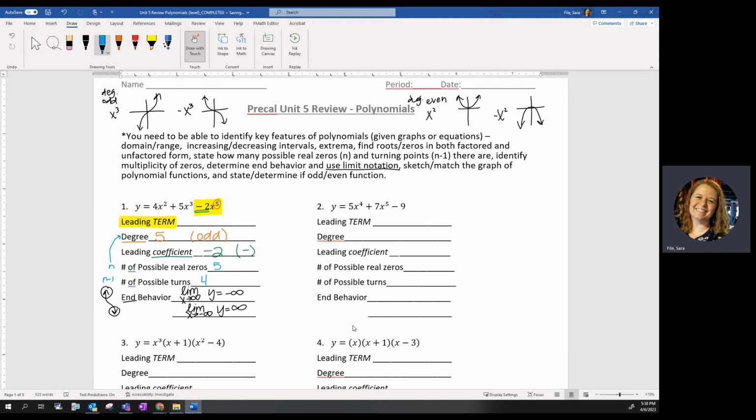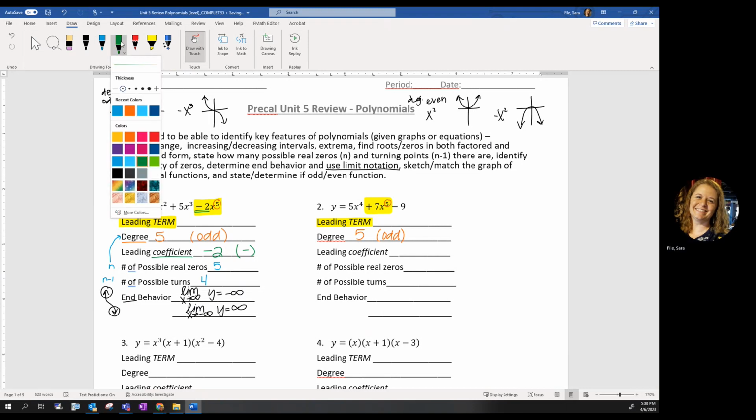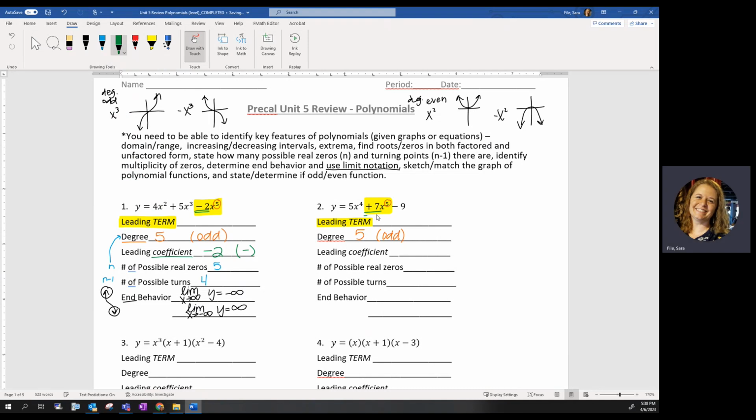So let's try and go through that a little faster with this second one. So our leading term, the highest exponent here, is also the 5th power. So it's the positive 7x to the 5th. So the degree is 5, which is odd. And the leading coefficient is positive 7. So we said that's positive.